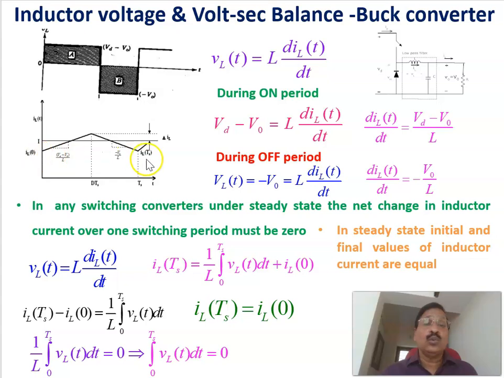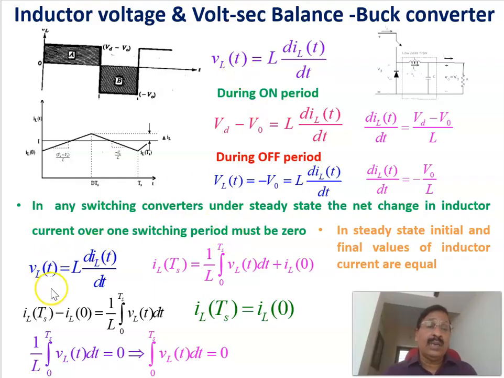Therefore, these two currents are equal. Under steady state condition, the initial and final values of the inductor current are equal, meaning that IL at Ts, the inductor current at Ts, where Ts is the switching time period, is equal to IL at 0. Under steady state condition, IL(Ts) equals IL(0).